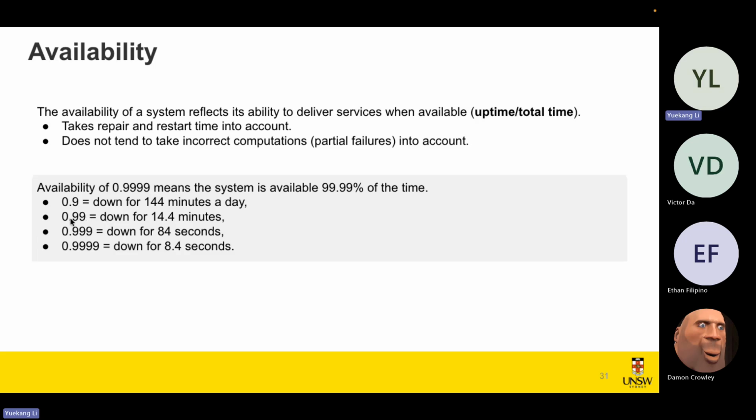And if it is 0.99, it means that there's like 15 minutes of downtime every day. And if it is 0.999, then it's 84 seconds. And if it is 0.9999, then it is just 8 seconds per day. So if we can achieve the availability of 0.999, it means that we are not able to use the system for 8 seconds per day, which is already a very good value.